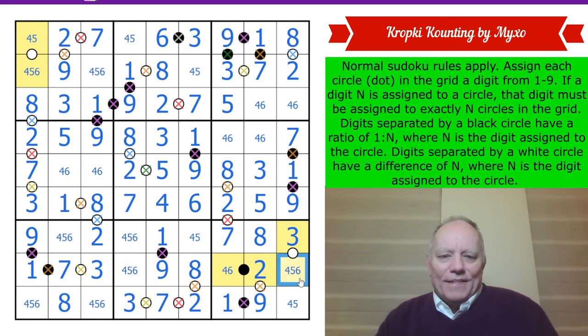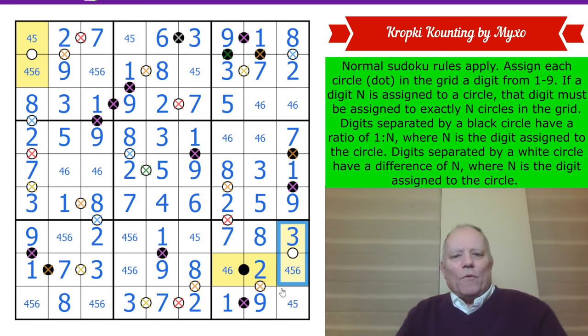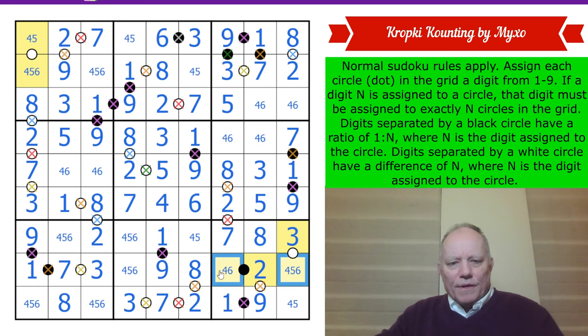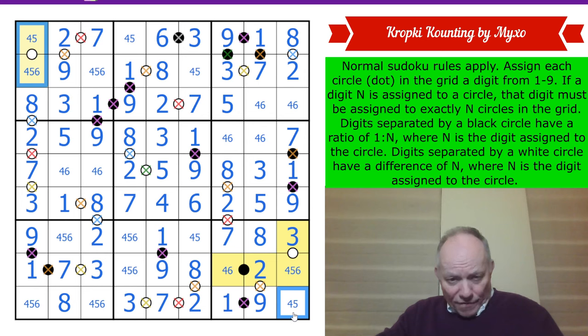Now, this could be the one, as well as being the two or the three of these yellow pairs. I'm looking for 1-1, 1-2, and 1-3. Wow, this is difficult. If this was the three, that's the two. Then that has to have a five in, which is fine because that's also a five.